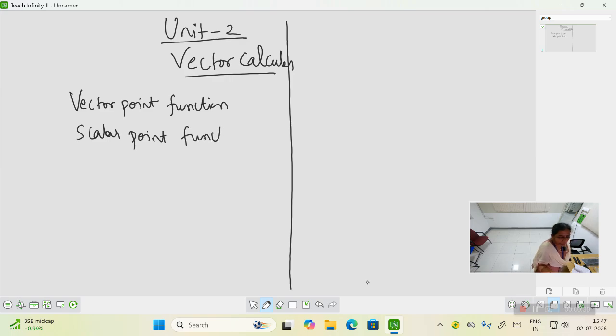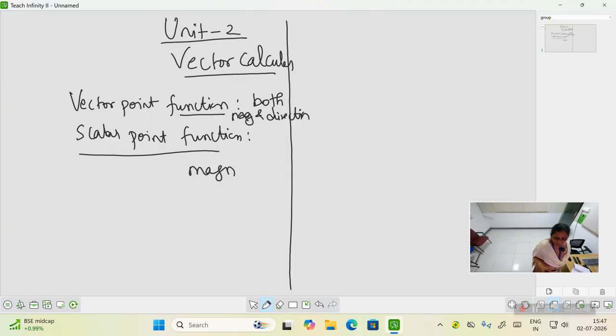So what do you mean by vector point function? A function which involves both magnitude and direction. Example, velocity. Second one is scalar point function, which involves one and only magnitude. Example, I can find the temperature of any plate or body, which contains one and only magnitude. This is a very basic function which is very important.